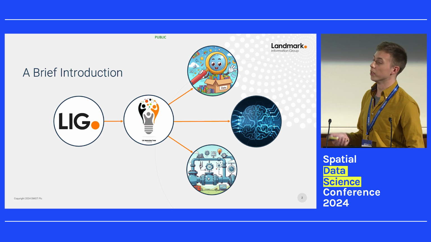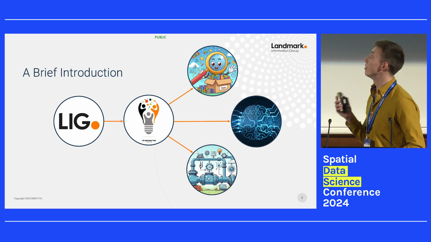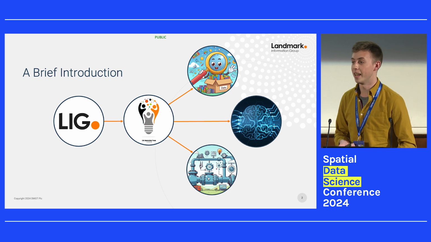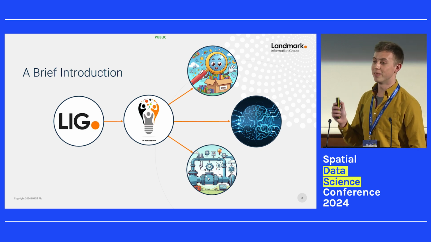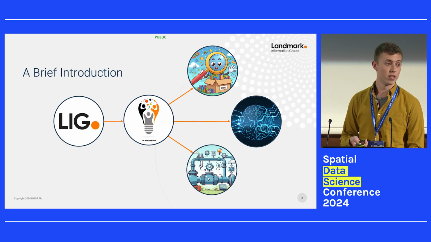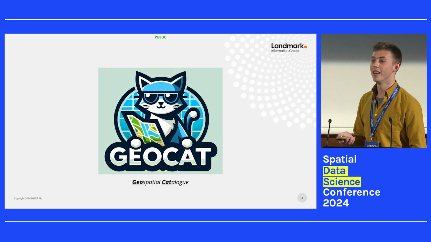We work on all sorts, like drawing insights from new and existing data sets, working with generative AI for internal and external products. That's the only time I'll be saying AI in this talk. And what I'll be talking to you about today is optimizing our pipelines. The use case that I want to talk about is GeoCat, or the Geospatial Catalog.